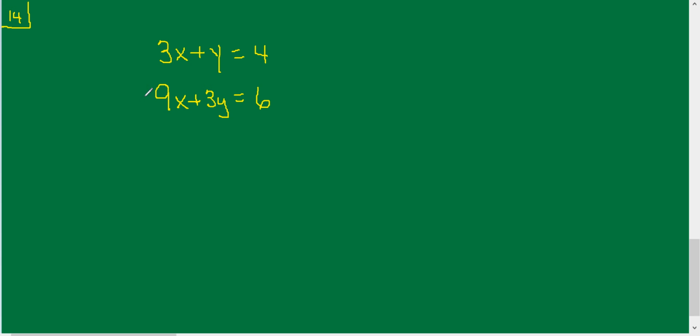Okay, number 14. Think about this one. My eyes are attracted to the y's here to clear out, so that means I'm going to multiply this top by -3. But I also see something strange happening. Let's see, I'm going to distribute this. I see -3y plus 3y will give me my 0, so let's go ahead with that.